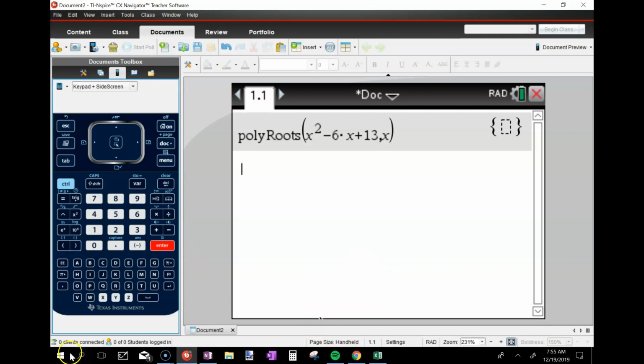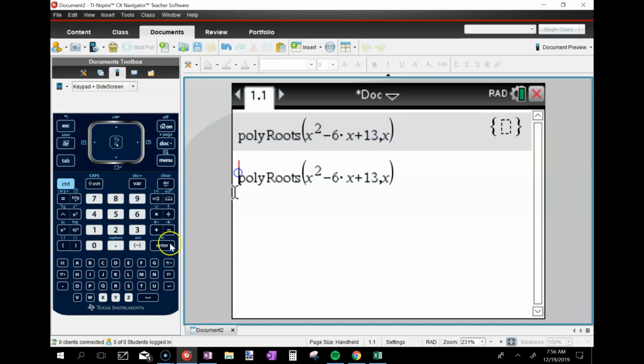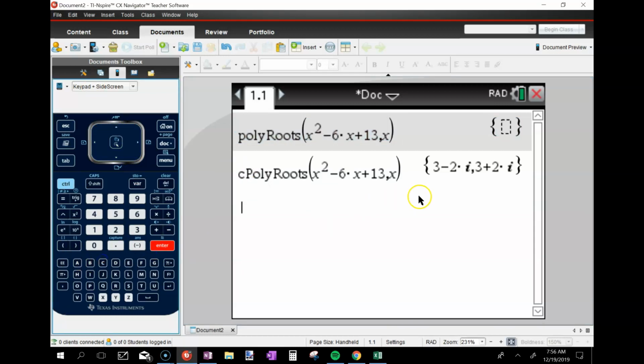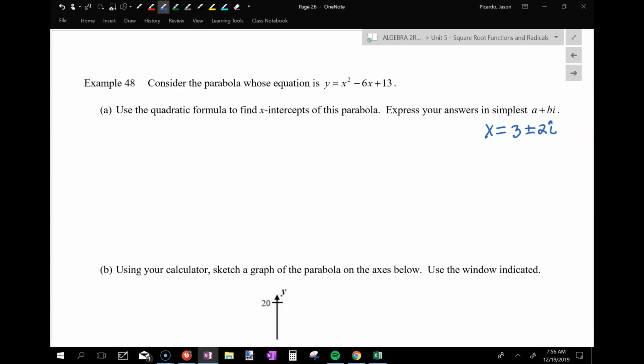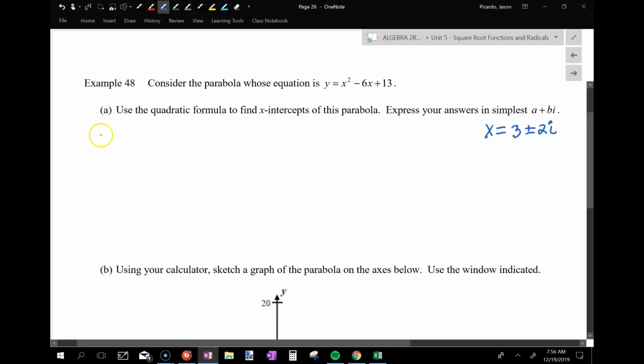So we put a C in front, and we have our solutions. We're going to write them down. It's 3 plus or minus 2i. Now I didn't cheat to get them. I got the answer, I know what the answer better give me. A is 1, B is negative 6, and C is 13, and it says use the quadratic formula.